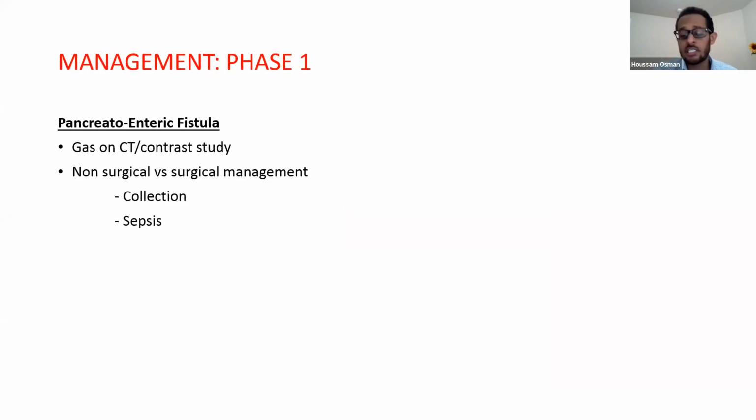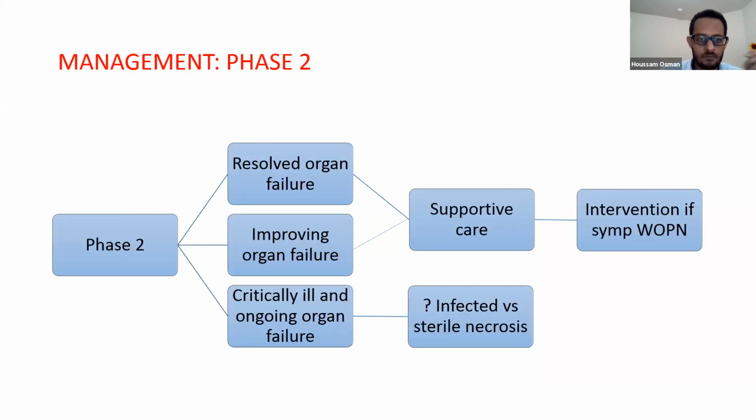The other thing in phase 1, sometimes in phase 2, that we can see is pancreatoenteric fistula. You see a fistula between the colon, duodenum, or the pancreas. You should suspect that when you do a CT scan and you see a lot of gas in the pancreatic bed, a little bit more than you'd expect, and the patient is not that sick. You should suspect a fistula between the GI system and the pancreas. A lot of the time, you can treat those patients non-surgically. If they have a collection, you need to drain it, usually percutaneously through IR. If they're septic, you put them on antibiotics. We rarely need to operate on these patients, okay?